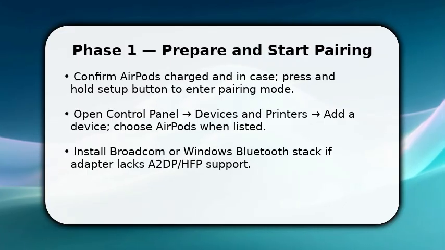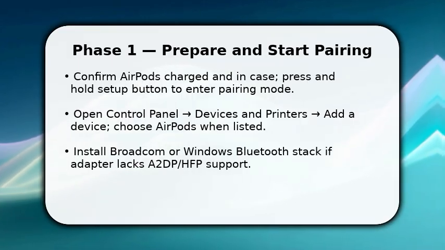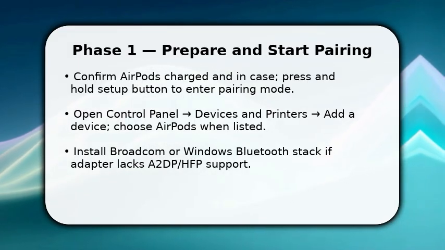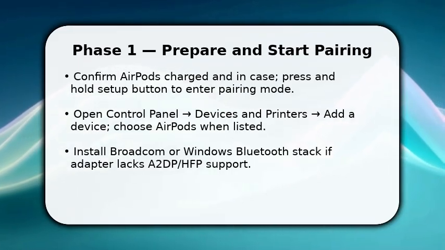You start now. Put AirPods in the case, open it, and press the rear setup button until the LED flashes. This forces Bluetooth pairing. On Windows 7, go to Control Panel, Devices and Printers, then add a device. Click your AirPods when they appear.